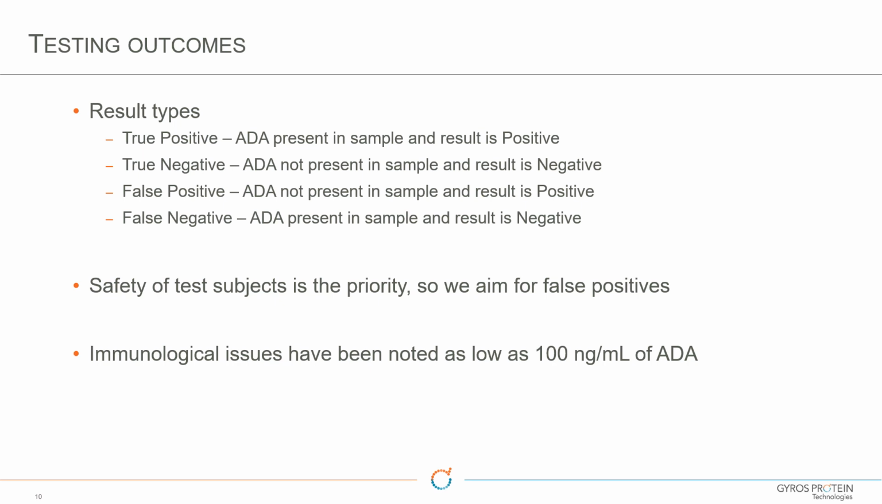But obviously, the safety of test subjects is the priority, so we are aiming for false positives, avoiding false negatives. And as I mentioned, we're shooting for a sensitivity around 100 nanograms, and this is based on data that that sort of level can have clinical relevance, but it all depends on the patient and the drug itself. But it's a level that we're now aiming for. Yeah, it's become the rule of thumb from the FDA, and so that's what everybody follows. Exactly.